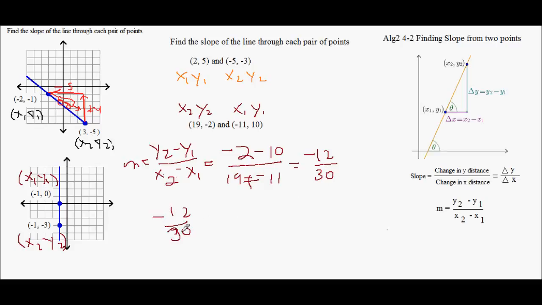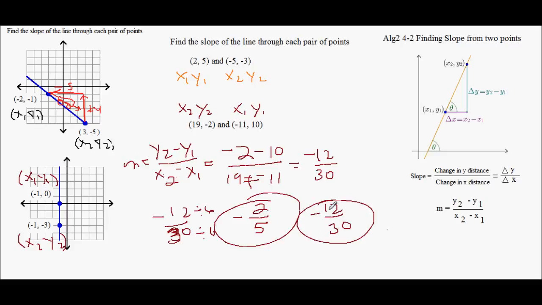So I can reduce this. I notice I can divide this by 6 and this by 6, because 6 goes into 12 twice, and 6 goes into 30 5 times. So you get negative 2 over 5. But I would take negative 12 over 30. I'm not going to mark it wrong if you don't reduce. I'd like you to reduce, but you don't have to. I'm good with that. Okay, that's it. Good luck.